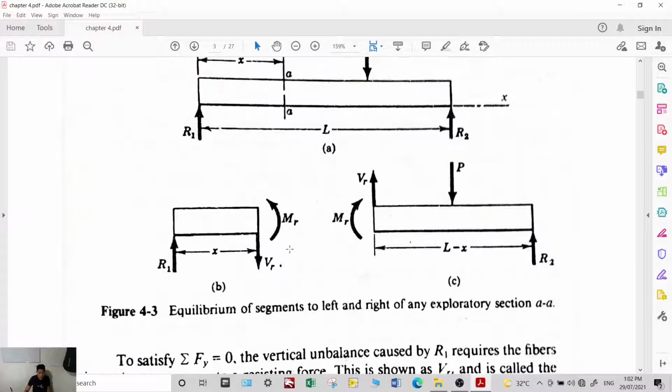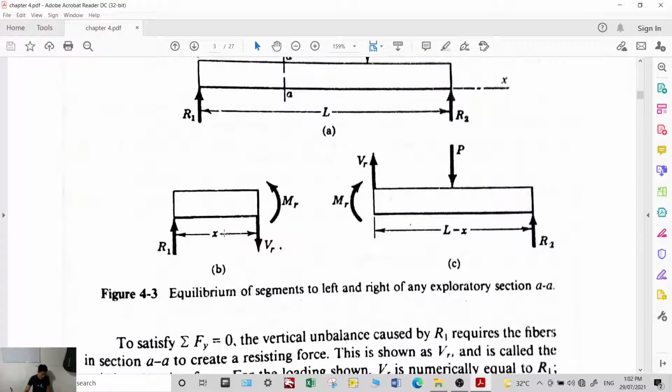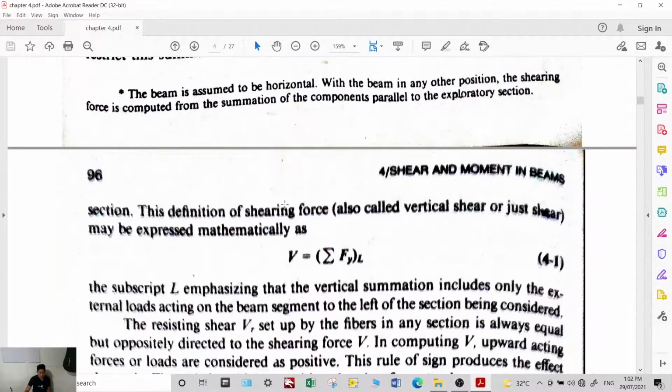Another one is to maintain equilibrium. The moment that is produced, since they are opposite and equal forces. So this moment that is produced, when you sum moments at this point, you get R1 times x. So to maintain equilibrium, your material has to resist it. This is the resisting moment, MR. Okay?